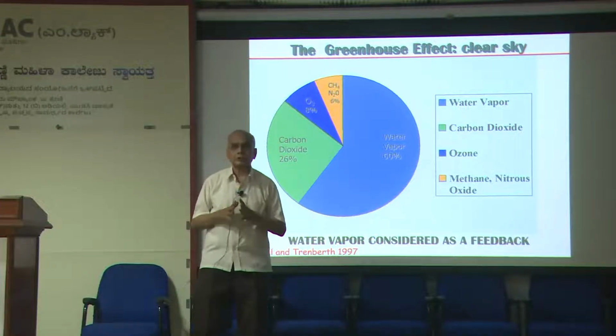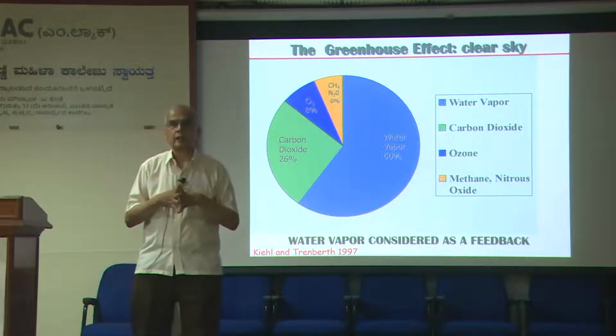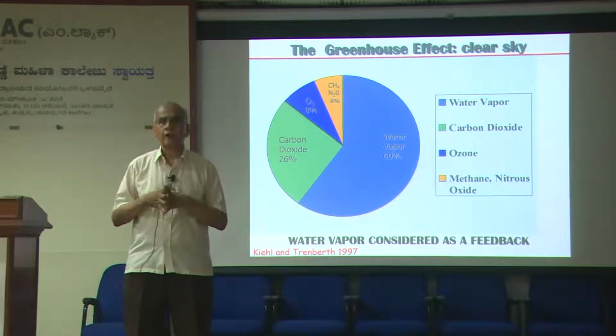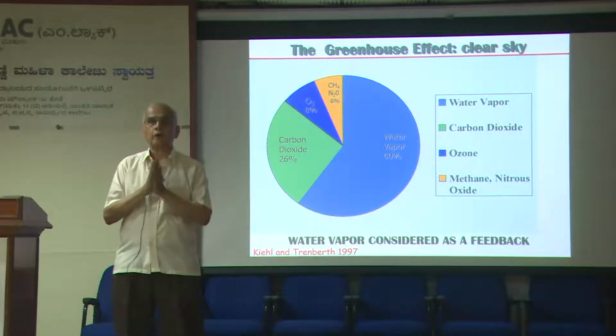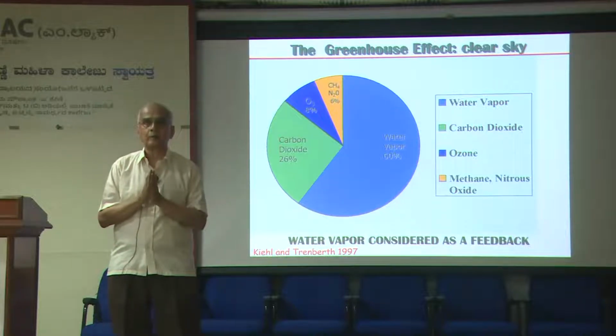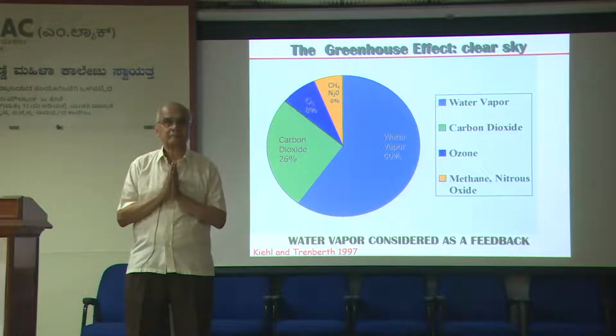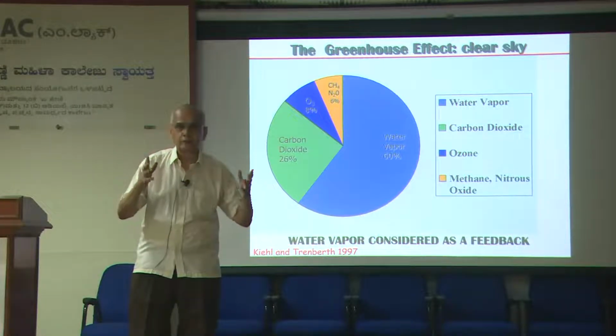Now let me ask a question. If water vapor is so important in controlling Earth's climate, you don't find that word in the Paris Agreement. The Paris Agreement is there only for limiting the release of CO2. Nobody talks about limiting water vapor. Why? Anybody can guess why water vapor is not being controlled by law?